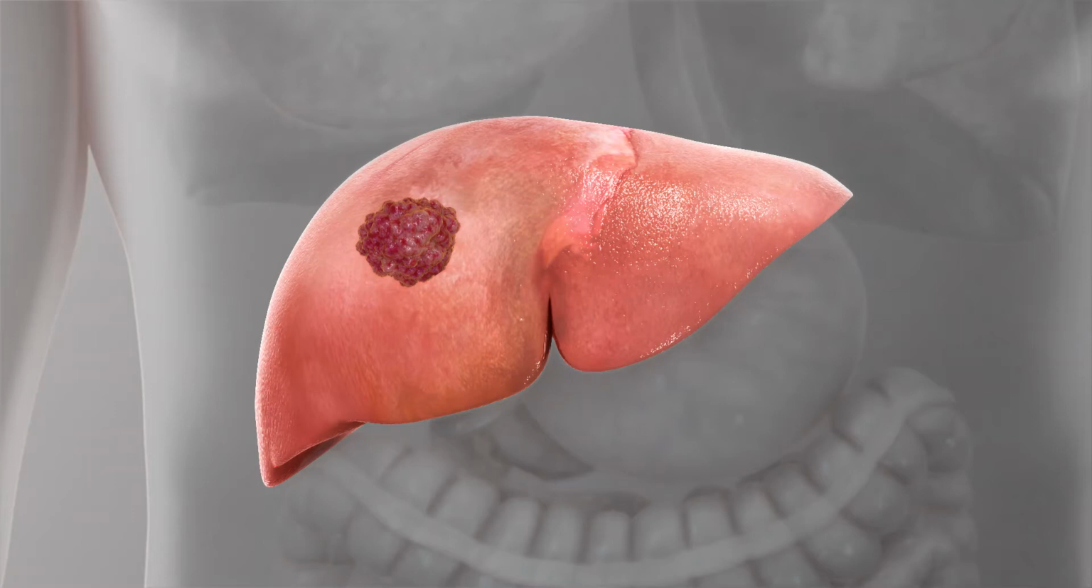Hepatocellular carcinoma, HCC. This is the most common form of liver cancer in adults. Hepatocellular cancers can have different growth patterns. Some begin as a single tumor that grows larger. Only late in the disease does it spread to other parts of the liver.